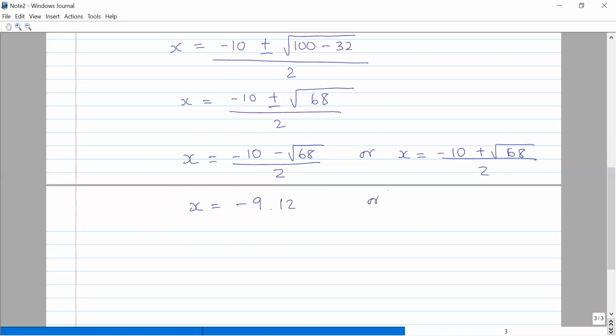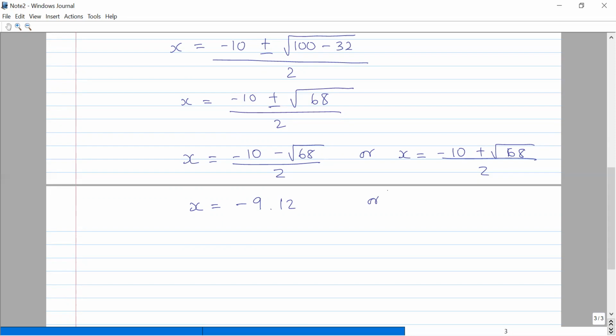Okay, let's go to the other one. So for that one, okay, we do the same thing. So we'd have minus 10. Now we put the plus. So plus square root of 68 divided by 2.